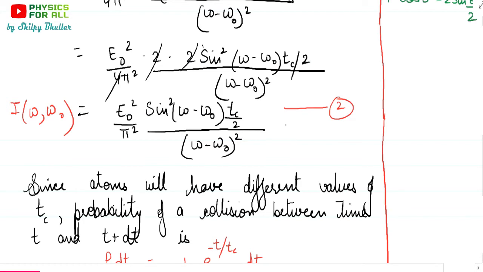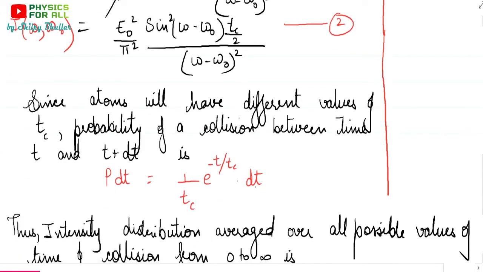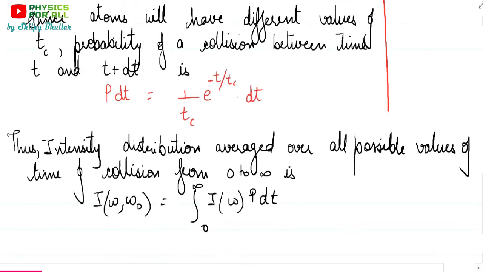What is the probability of collision for all sort of atoms between a particular time interval? For that particular time interval, we have found this probability, but we don't want only one particular time interval. We want from the beginning till the end, all the possibility and all the distribution that we will get from the moment the lamp is on and we are getting the spectra till the lamp is off. So for all the time, we have to integrate from 0 to infinity. That's why we are doing it. We want to know the value throughout.